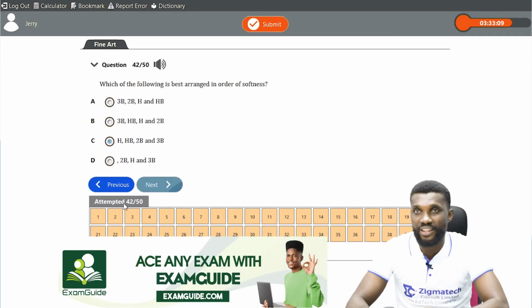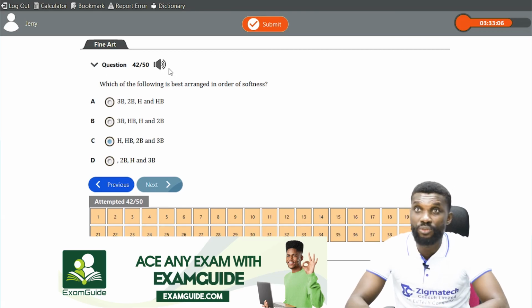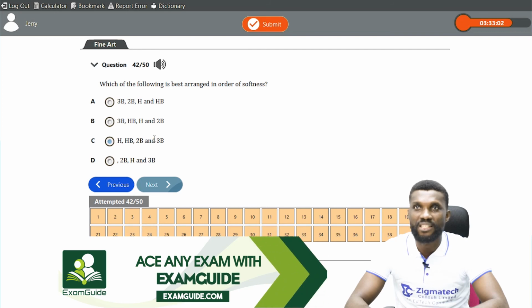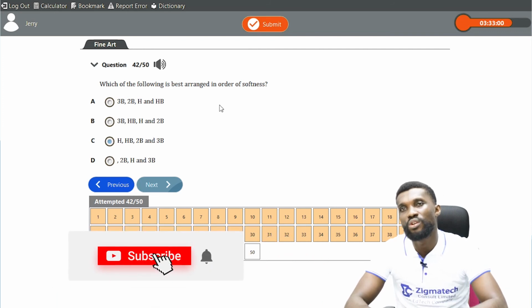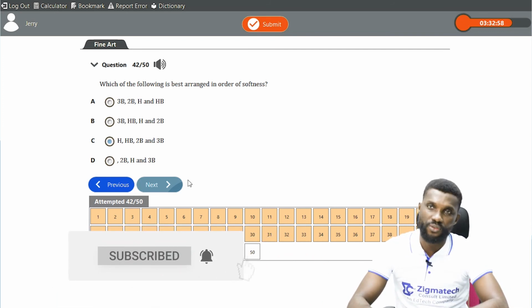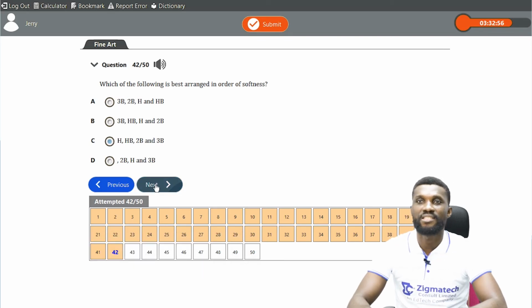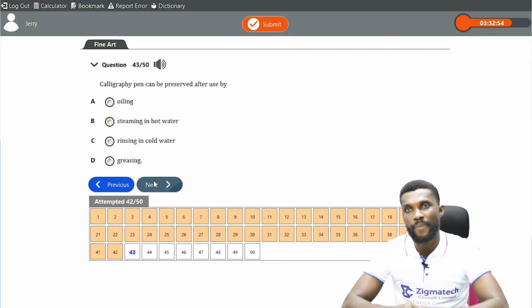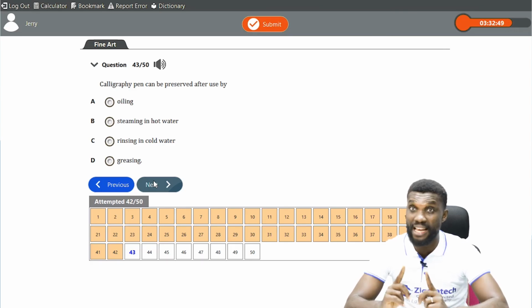That gives us the very answer based on what they ask. Which of the following is best arranged in order of softness? So that is exactly what you choose, that is arranged in order of softness. All right, now let's continue and see question number 43. Calligraphy pen can be preserved after used by A.